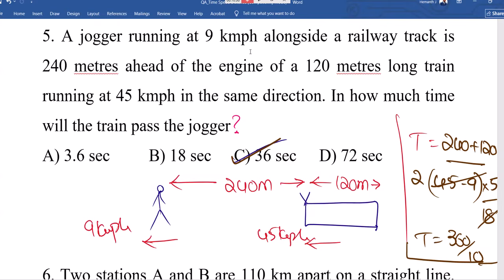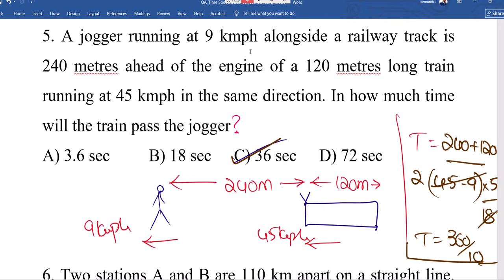Now if I want to change this as advanced question, initially jogger is 240 meters ahead of the engine, train length is 120. Now question if you want advance, they'll ask you what is the time taken that jogger is 120 meter behind the train, sorry, behind the train. Instead of asking what is the time taken by the train to pass the jogger, they can change it to, what is the time taken that jogger is 120 meter behind the train, then distance will be 120 plus 240 plus 120.